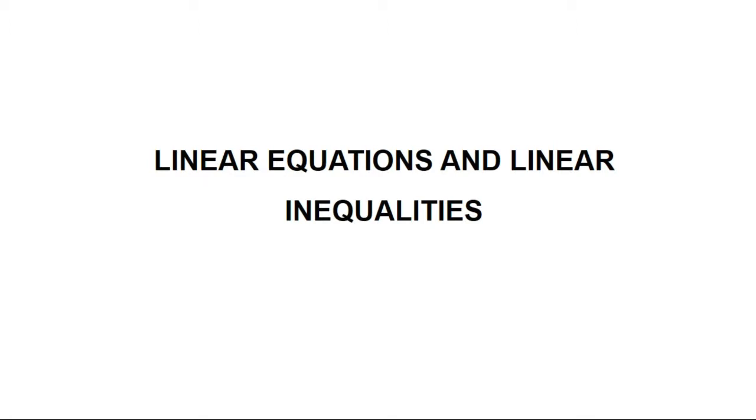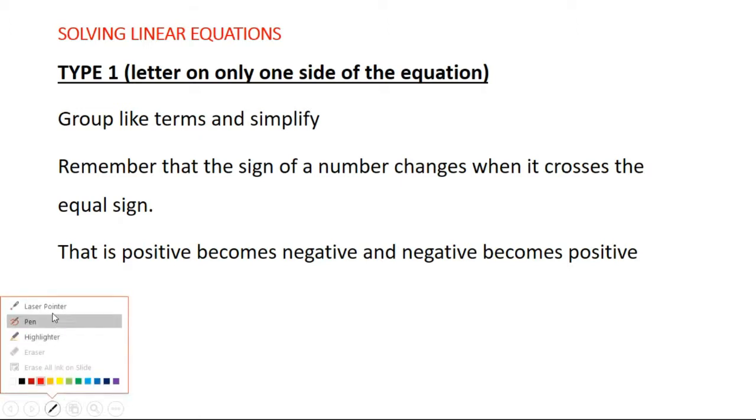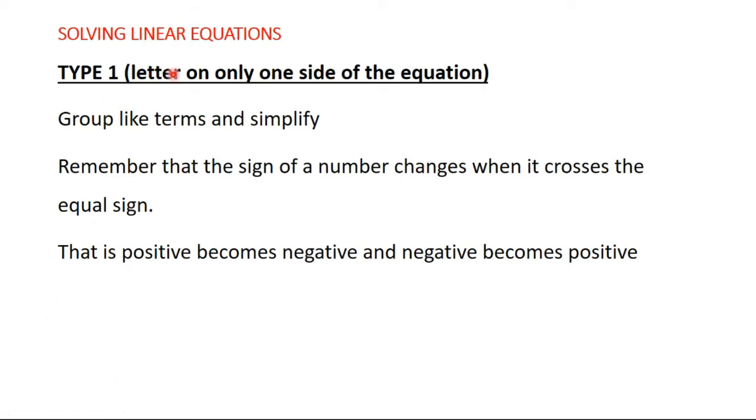To help us understand how to solve linear equations, I have grouped the types of linear equations into types. In this video, we are going to consider the first type. We will consider the other types in the subsequent videos. So let's begin with the first type. The first type is equations with letter on only one side of the equation. The letter here refers to the variable. So in this type of equation, the variable is on only one side of the equation. We are going to see how to solve this type of equation.